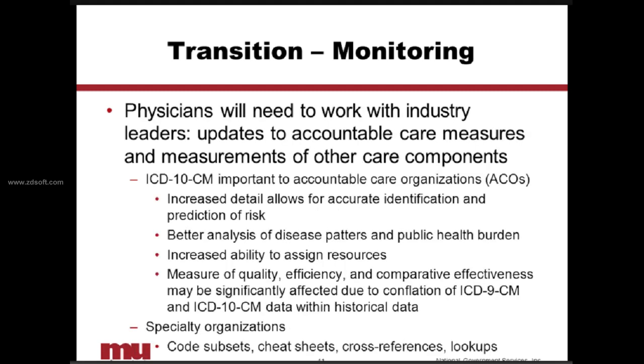Physicians will also need to work with their industry leaders to make sure that accountable care measures and other quality measures are appropriately updated. And this is going to be where your specialty groups will become particularly helpful to you. Specialty groups can help you with not only the measures of quality, but also with ways that you can focus on the particular codes that are most important to your specialty. So specialty organizations sometimes can provide you with cheat sheets or cross-references, lookups, or other things that may be helpful to the transition that will apply to your specific specialty. So make sure you are in contact with your specialty societies.